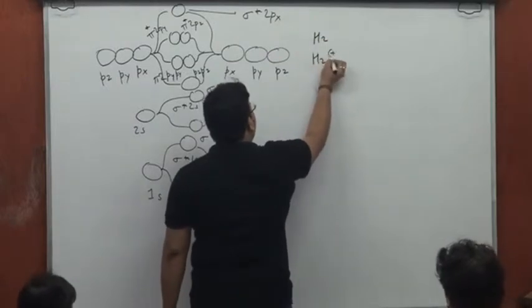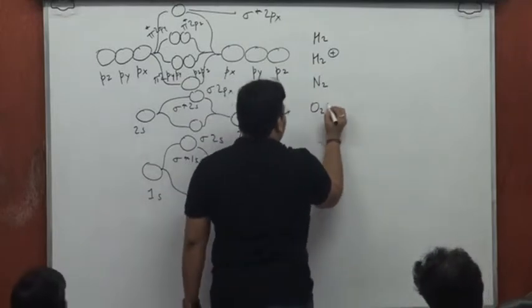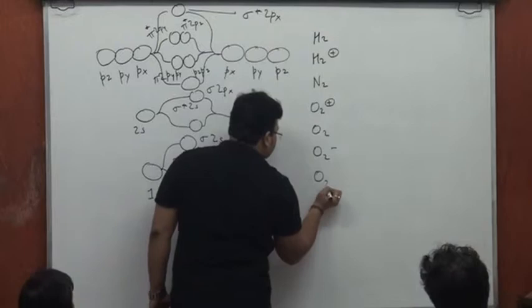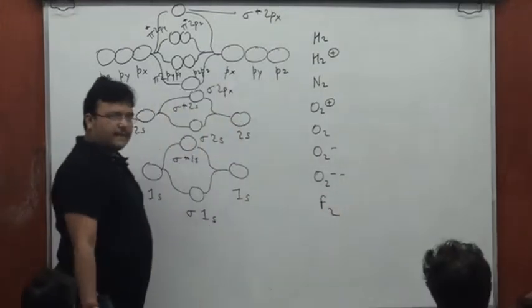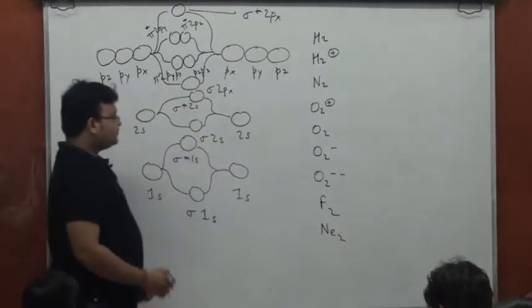Hydrogen H2 plus, nitrogen, then O2 plus, O2, O2 minus, O2 minus minus, fluorine, a possible neon molecule, Ne2.